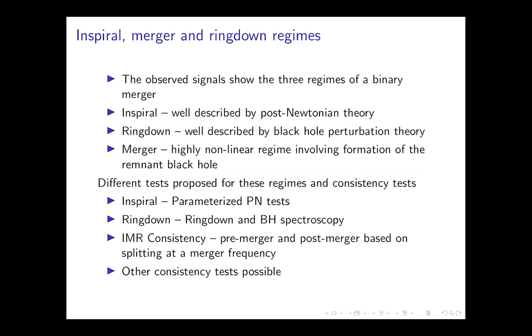And then in the middle, we have the merger, which is the highly nonlinear part involving the formation of the remnant black hole. And as you've heard in a number of talks so far, different tests have been proposed for these different regimes, and there's also consistency tests between them. You heard a lot about the in-spiral, the parameterized PN test. You heard a lot about the ring-down and black hole spectroscopy. I'm not sure if I missed maybe some talks. So there's also the IMR consistency check, which I will talk about briefly in this talk.